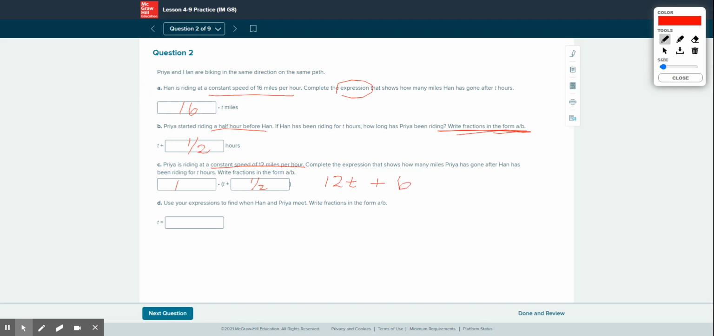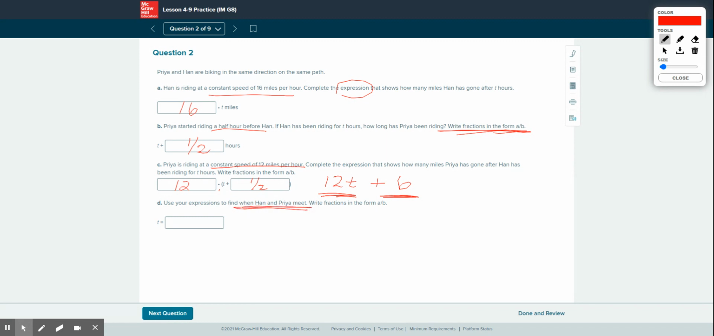So we have to consider this as saying that she's riding at 12 miles per hour. That's our time sign right here, per hour, plus the additional half an hour that she's been riding. So we understand this piece, that through distribution, 12 times T is right here, 12 miles per hour. 12 times 1/2 is 6 miles in that half an hour. So this would be Priya's expression. We need to look at both expressions now, 16T and 12T plus 6, to be able to find out when Han and Priya meet.